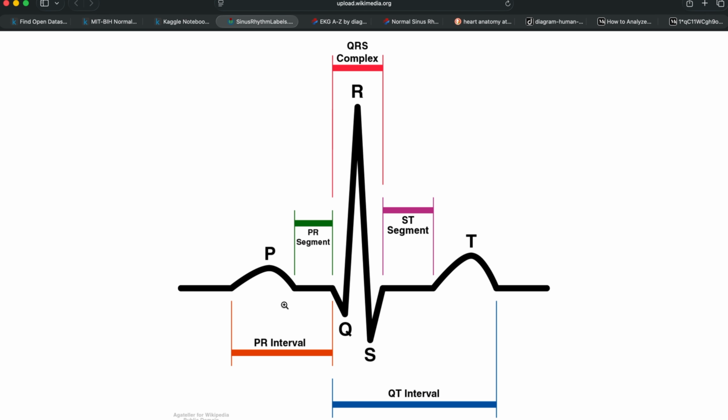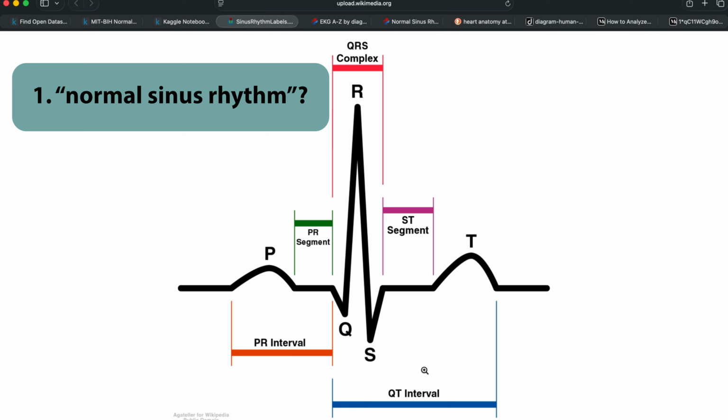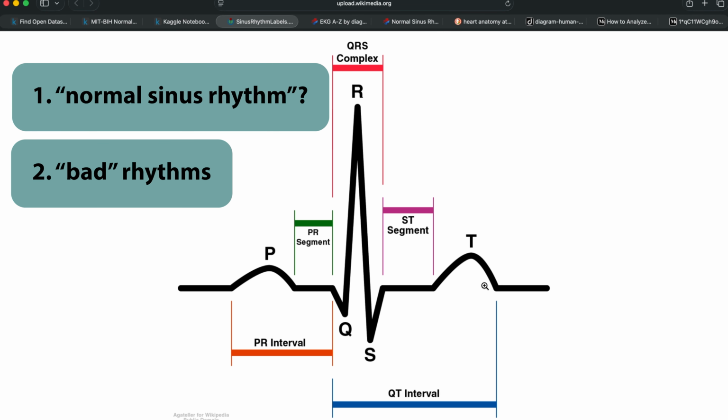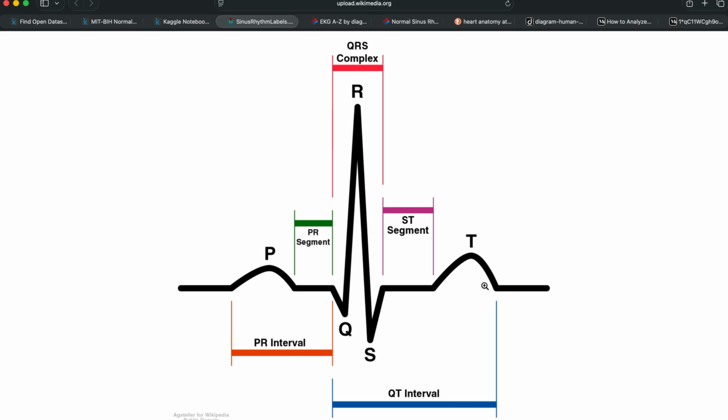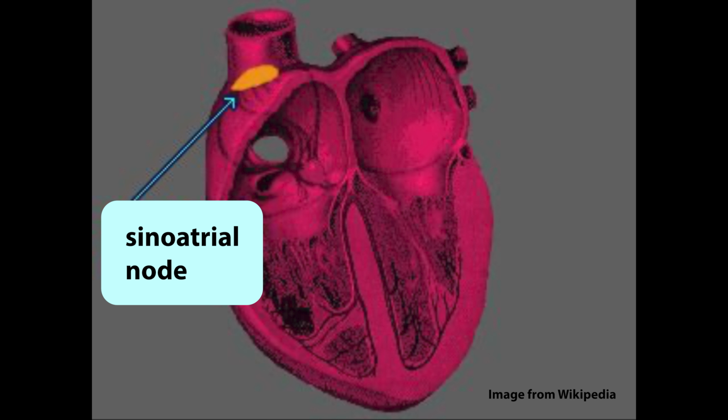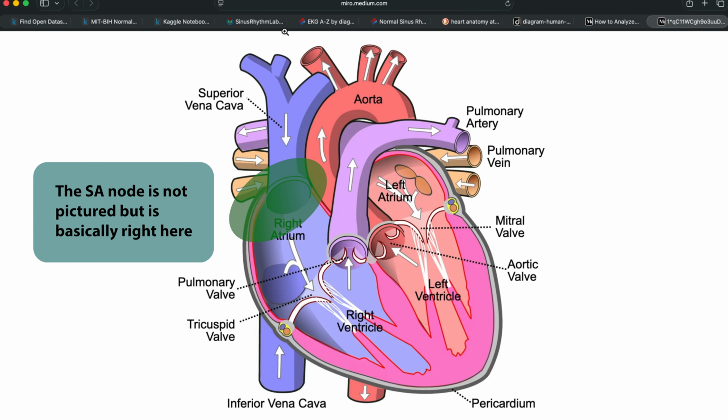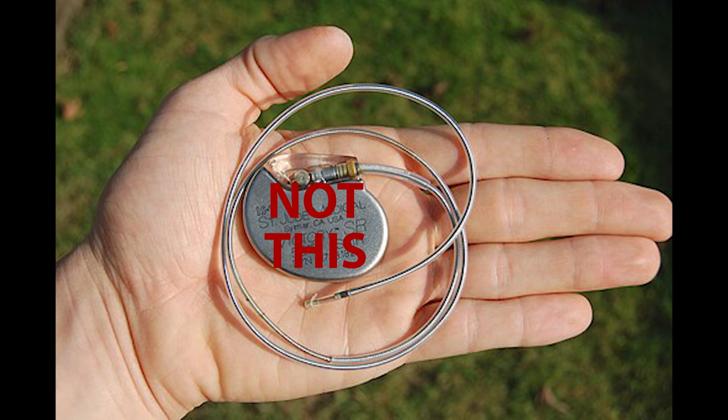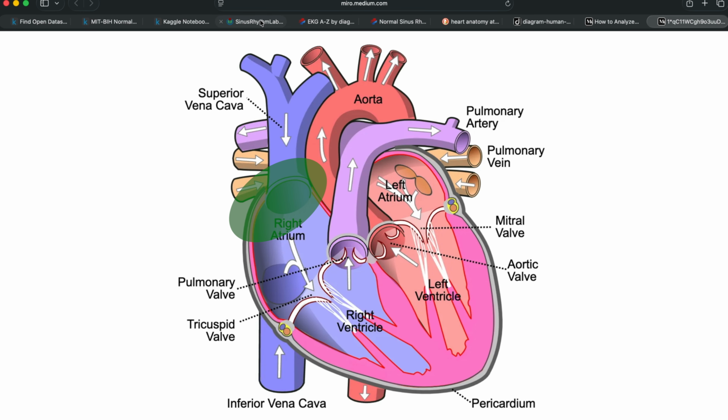Okay, last two things we're going to talk about: what does normal sinus rhythm mean, and what do rhythms look like when they're bad, when they're not normal sinus rhythm? The name normal sinus rhythm comes from the rhythm being normal, go figure, and the rhythm originating in the sinoatrial node. The sinoatrial node is the cluster of natural cells at the very top of the heart that is the pacemaker for the heart. Not like a metal pacemaker, like a device. We call it the pacemaker of the heart. It's just a bunch of heart cells that kick off the rest of the heartbeat.